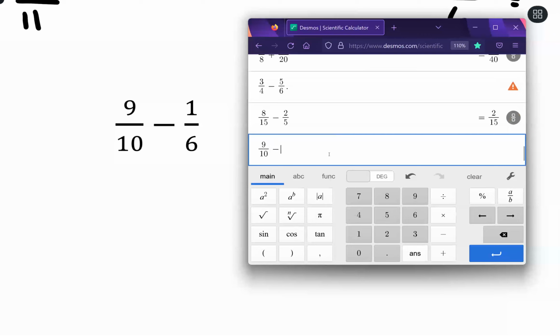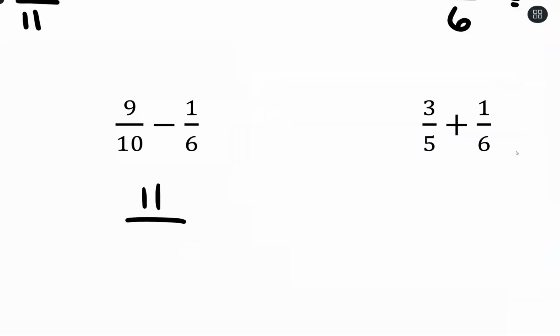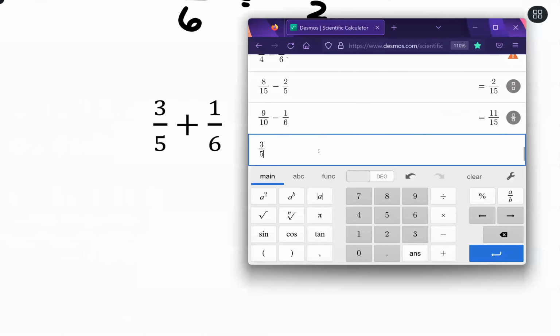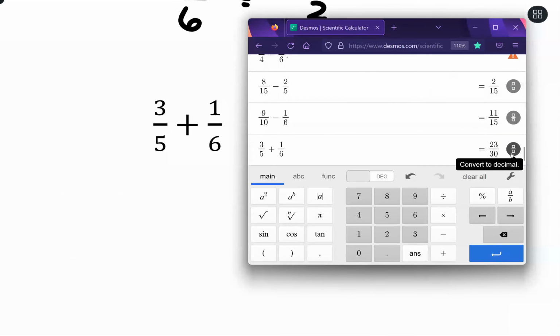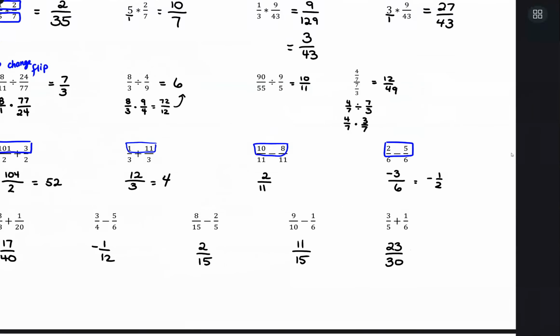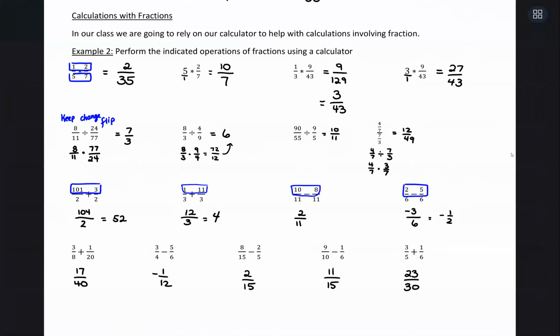So 9/10 minus 1/6. And that is 11/15. And then this last one, 3/5 plus 1/6. And convert to fraction for 23/30. Okay, so a lot of calculator work there, but that's okay for us. A calculator is a skill too. And then with some of these, we have some intuition so that we could check our work if we needed to.